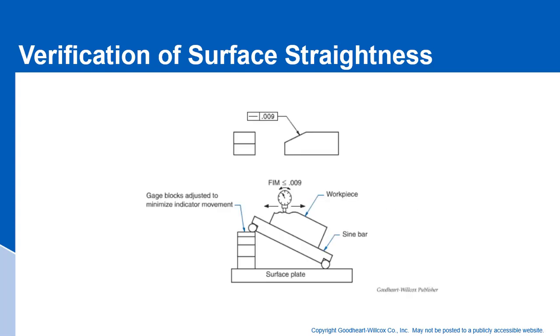So this is kind of what it would look like. I have an angled surface here with a surface form tolerance of straightness. How would I check that? I would have a workpiece. I would put it on a sine bar such that this surface would be perfectly horizontal on my surface plate. And then I would move a dial indicator in this direction only over that surface, and measure the full indicator movement. As long as that full indicator movement was less than 9 thousandths, the part would meet the straightness tolerance requirements.